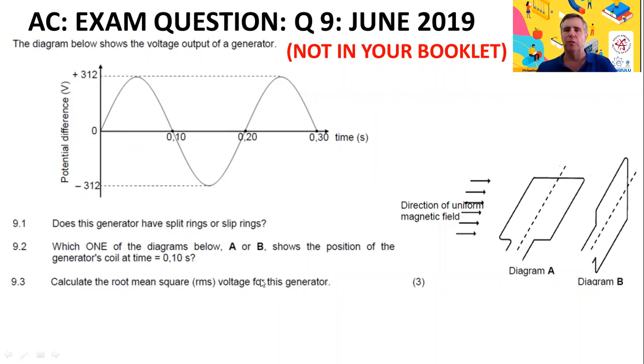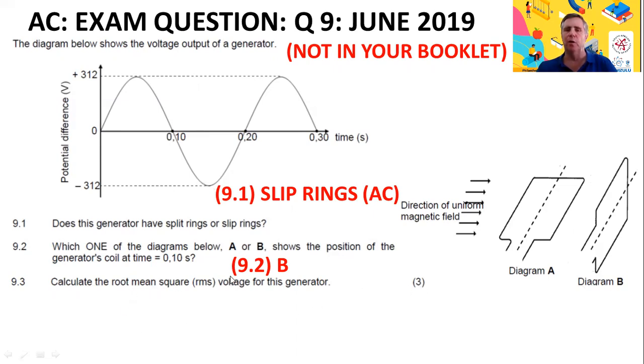The first question says, does this generator have split rings or slip rings? Now, you should know by now that an alternating current generator has got slip rings, and that causes the potential difference to change like this. 9.2, which one of the diagrams, A or B, which they give you, shows the position of the generator's coil at time 0.1 seconds? Now, at time 0.1 seconds, there's no potential difference being generated by the generator, and that is position B, when it's at 90 degrees, the plane of the coil, to the direction of the magnetic field.